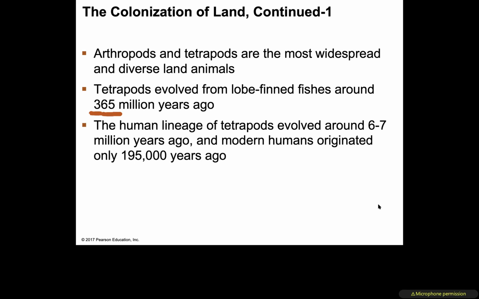So there's two things going on here. Those fish, not only lobe-finned fish, were able to get from tidal pool to tidal pool. How were they able to get there? They actually had stronger bony fins that helped to move them on land to get into another tidal pool. And because they were lobe fin, this is the beginning of the quote unquote lung. And so the human lineage of tetrapods evolved about 6 to 7 million years ago. Modern humans originated 195,000 years ago. Okay, so the genus Homo.